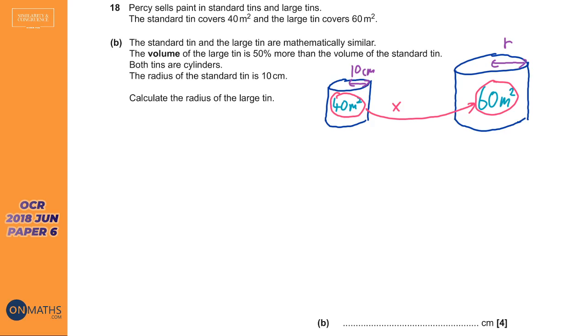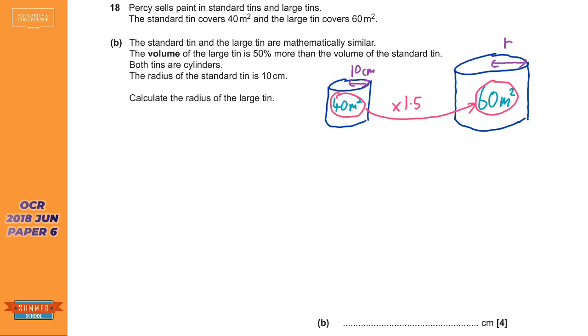50% more means that we times it by 1.5. 1 because we're keeping it the same, and then 0.5 because we're adding half to it, right? That means we're increasing it by 50%. So if you weren't given the values of 40 and 60, then the scale factor would be 1.5 just from the 50% more. Okay, so if you start off with 100%, you add 50%, you get 150%, and as a decimal, as a multiplier, that is 1.5, and that's your scale factor. So we didn't need to know the volumes of the two tins. We could have done it without.